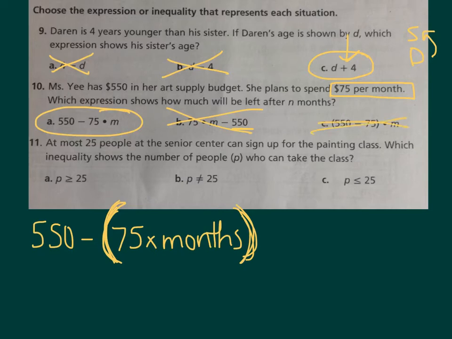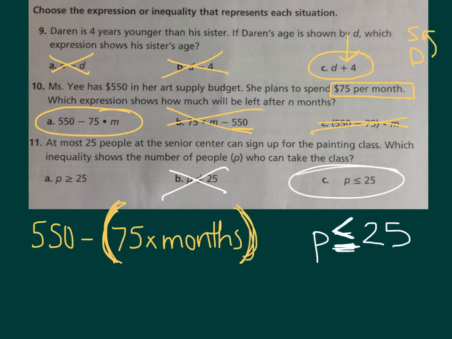So that one doesn't work. Number 11 says, at most, 25 people at the senior center can sign up for the painting class. Which inequality shows the number of people who can take the class? So the most that they can have, the most people, is equal to 25. Now, they can have less than that. They can't have more than that. So P has to be less than or equal to 25. So it can equal 25. We know that. This is the one that looks the closest.